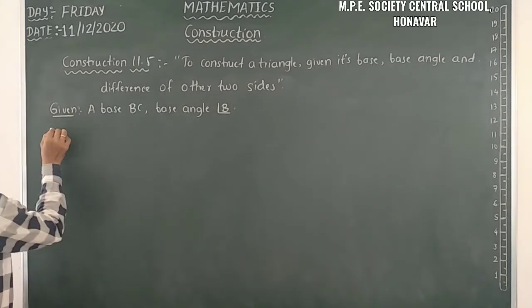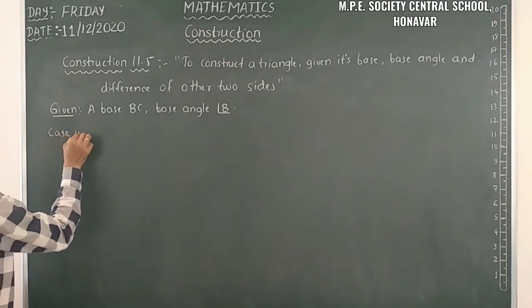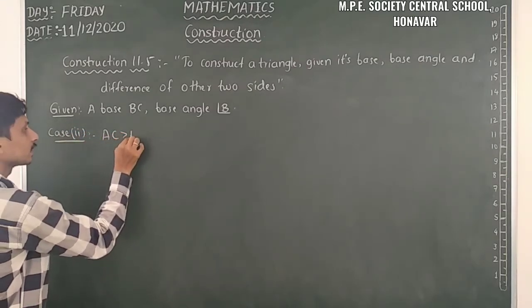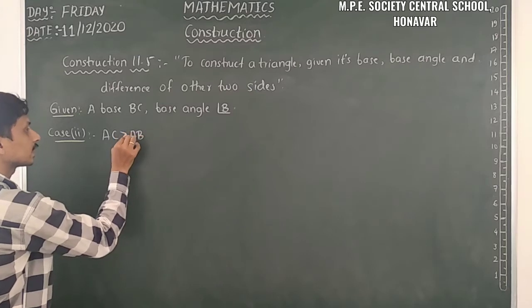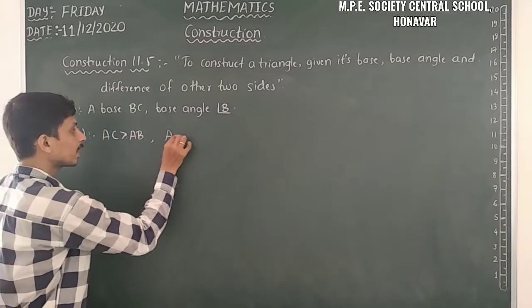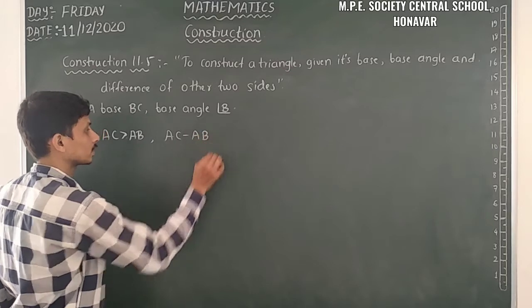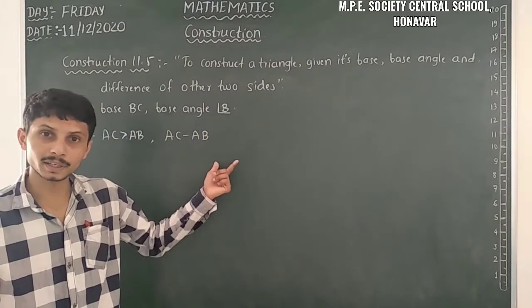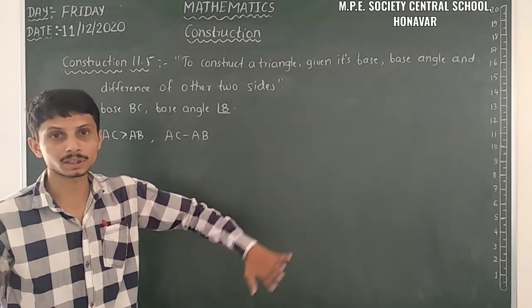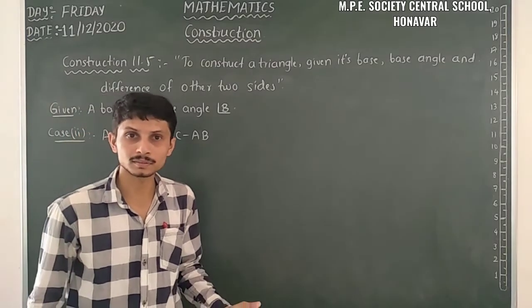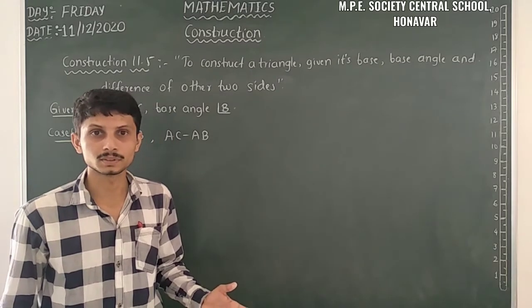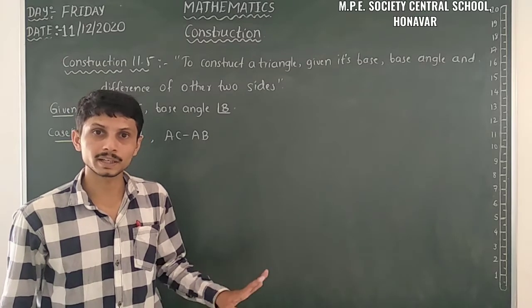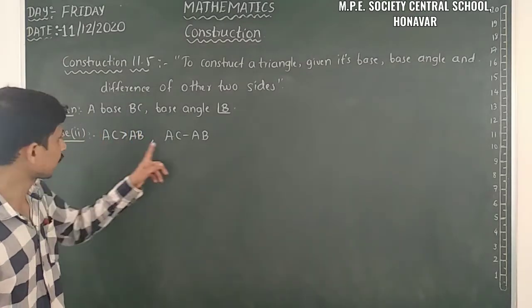So let us consider case 2, that is AC is greater than AB. In that we have to take AC minus AB, because when we take AC minus AB, the length will be positive, otherwise it is negative. A negative length we can't take, it does not actually exist.